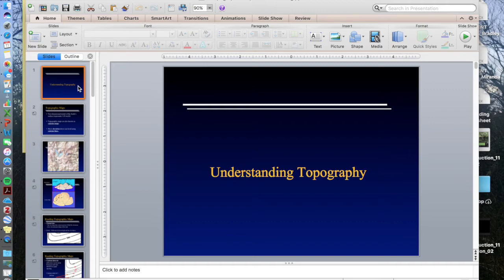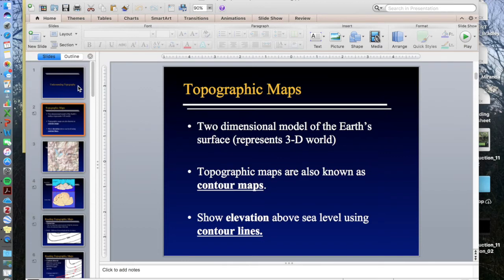So let's go over a little bit of what topography is and how we can use it to understand or represent data. Topographic maps simply are 2D representations of our three-dimensional world. The way we do that is we have our area, and then we're representing elevation changes using contours.